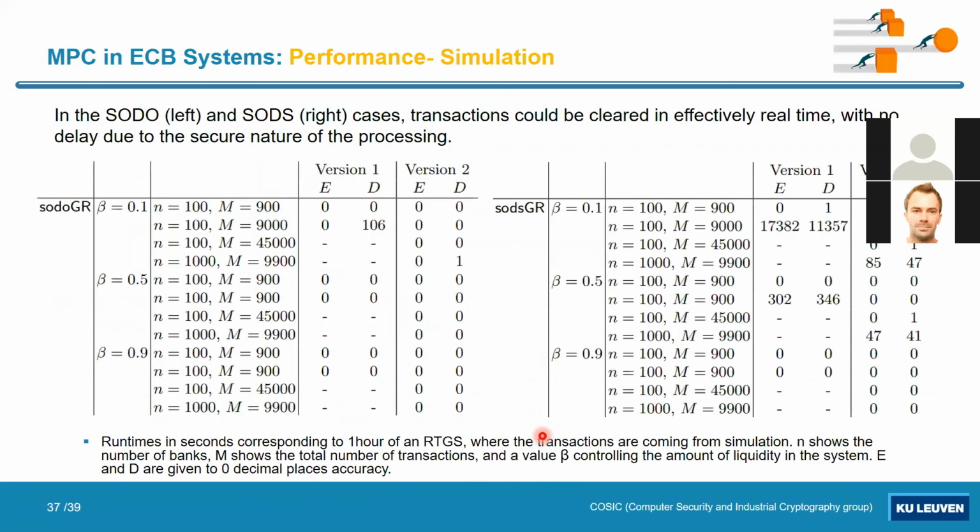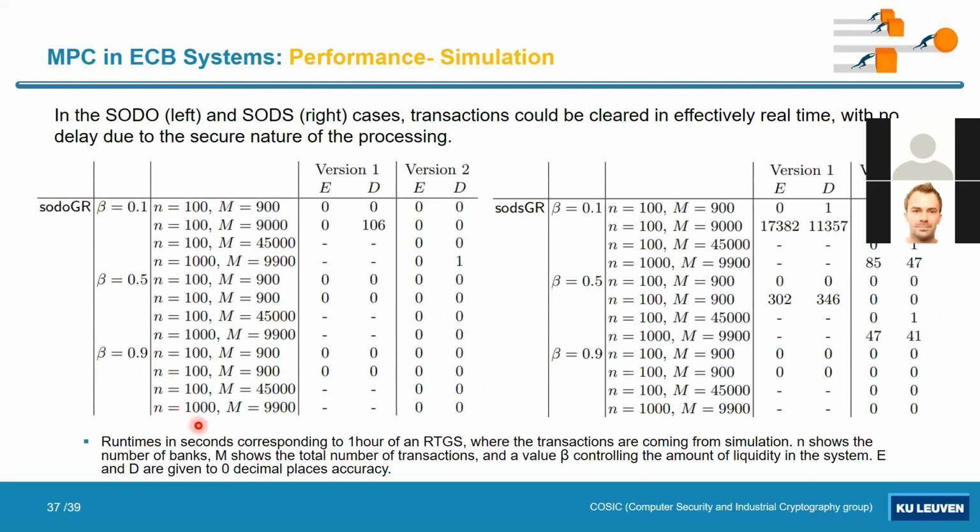Okay, here you can see the table of our results for SODO on the left and SODS on the right. Here for E and D, if we have 0, as I mentioned in the previous slide, this means that we get better results. And if you see here in the bottom, we have better results than the upper cases, because we are using a beta bigger than the others. And beta controls the liquidity. Here it means that we have more liquidity, so we got better results.